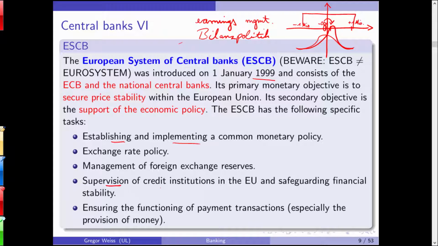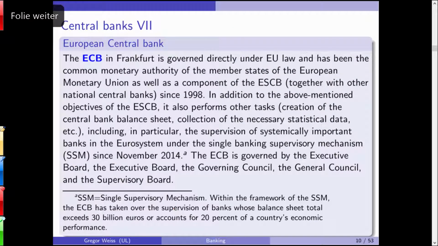It also supervises credit institutions in the European Union, and the European Central Bank itself is the supervising authority and supervising agency for the systemically relevant banks and financial institutions within the Eurosystem. And it also safeguards financial stability in general, and of course it ensures the proper functioning of payment systems and transaction systems. It consists, as I've said, of the national central banks and the European Central Bank, the ECB. It's governed directly under European Union law.